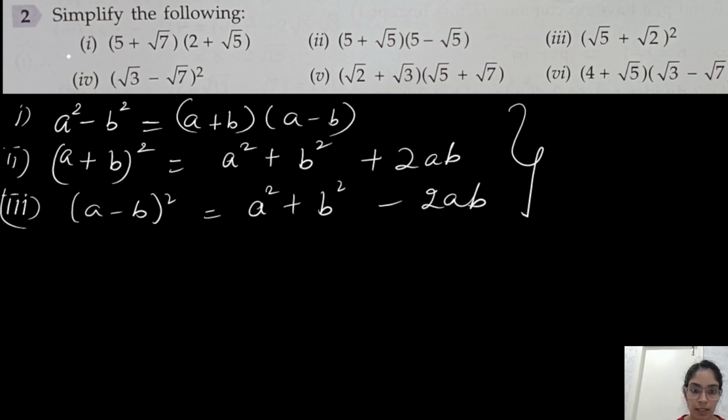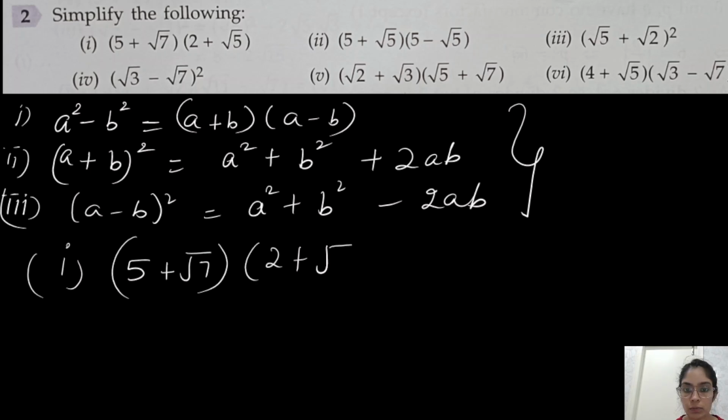So let's start. Here the first one is 5 plus root 7 into 2 plus root 5. Two brackets are there. When you can use any identity, first of all, you have to figure out. If a plus b and a minus b form is there, that means both the brackets have the same expressions but the signs are opposite. That time we can use the first identity. Square means when both the brackets are the same, so we can write it in square form and do it. It can be either in plus form or minus form.